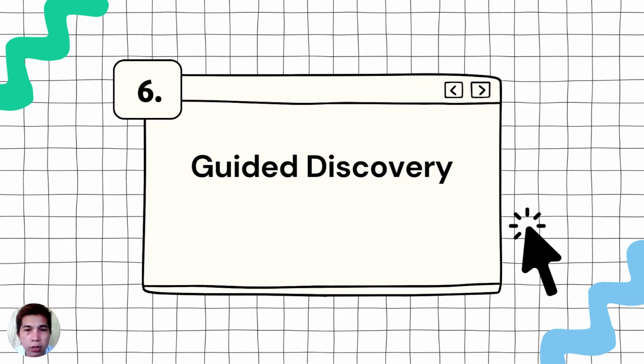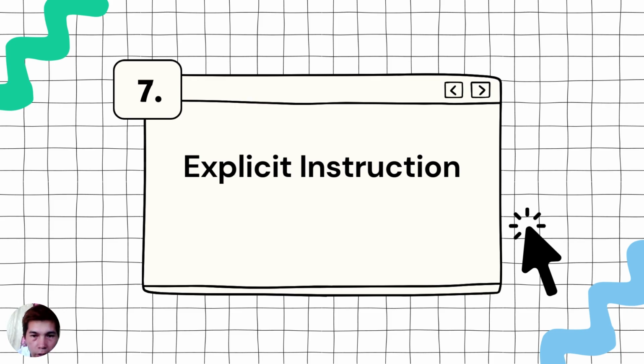Guide the students to notice and identify the target grammar structures as they naturally occur within the generative situation. Facilitate discussions and activities that lead students to discover the rules and patterns organically. Number seven, explicit instruction. After students have had a chance to explore and discover the grammar structures, provide explicit instruction. Explain the rules, offer examples, and clarify any questions or misconceptions that may have arisen during the guided discovery phase.